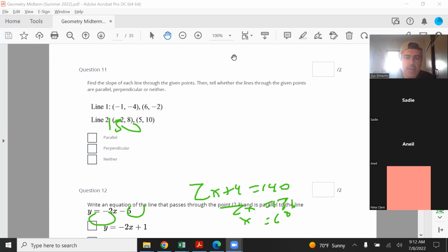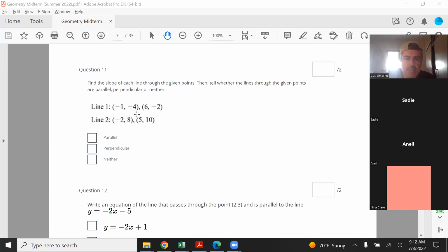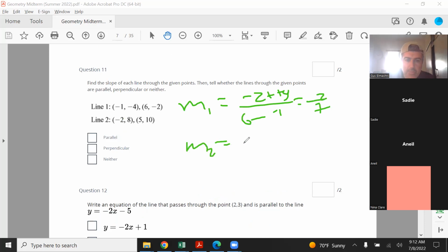Number 11, you're asked to tell whether these two lines are parallel, perpendicular, or neither. So you got to find the slopes of each. So slope of line 1 will be -2 minus -4 over 6 minus -1, which would be 2/7. Slope of line 2 will be 10 minus 8 over 5 minus -2, which would be 2/7 also. So that's the same slope, so they're parallel.